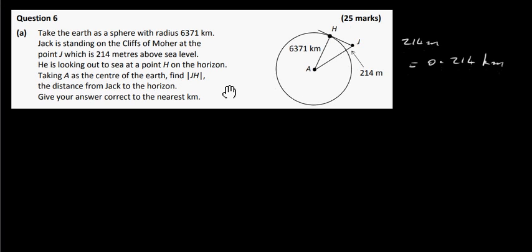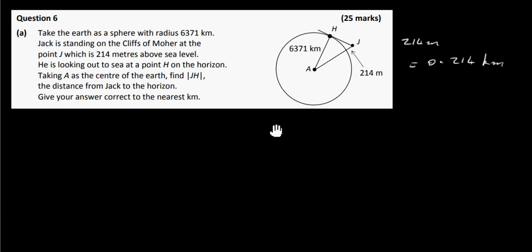Okay, so that's it for question 5. Let's have a look at question 6. Take the Earth as a sphere. So here's our Earth, with radius 6,371. This distance here is the radius of the Earth.